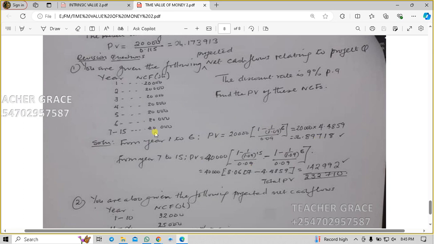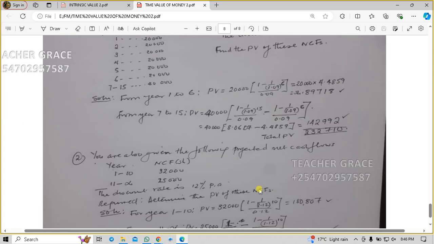Year 7 to 15, we still use the same method. 40,000, 1 minus 1 over 1.09 to power 15 over 0.09 minus 1 minus 1 over 1.09 is to power 6. So we use this one, power 6. Subtract the 2 for you to get the total present value. Add step 1 and step 2 for us to get the total present value.